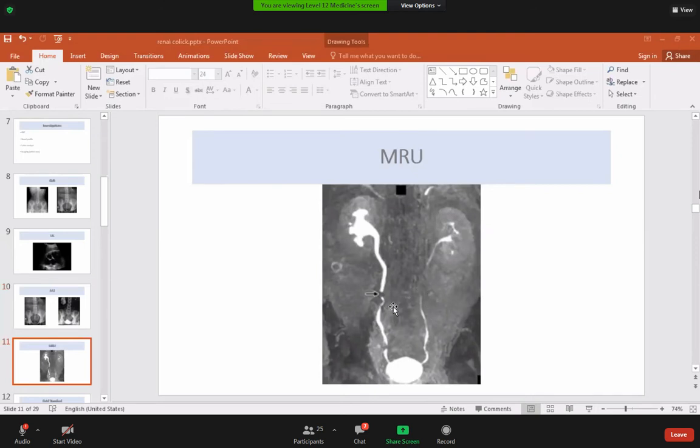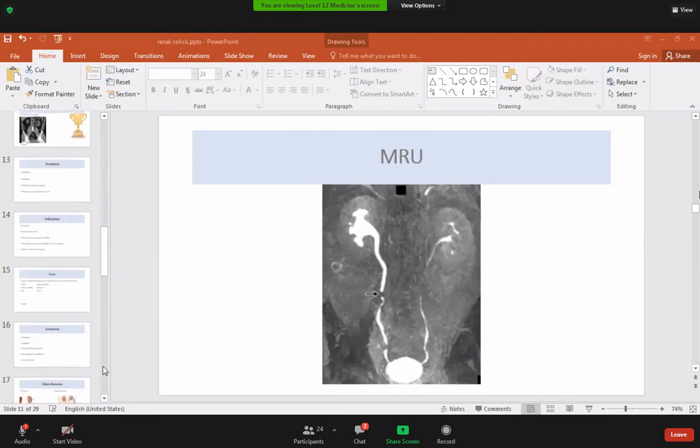Now you can see another view. This is magnetic resonance urography, and it gives you a clearer picture of the anatomy, and you can see any problem or any abnormal thing that is causing obstruction to the flow of urine throughout its pathway from the kidneys to the bladder. And sometimes if the problem is of the urethra, you can diagnose that too.